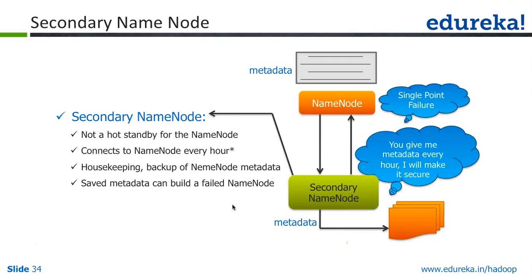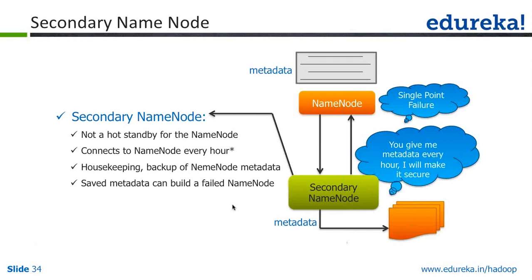There is something called a secondary name node. Now, the secondary name node, the name is a misnomer, by the way. What that means is the secondary name node will not take over in case of a failure. It is not a hot standby, which means that if the name node fails, the system is going to go down. The secondary name node will not take over.